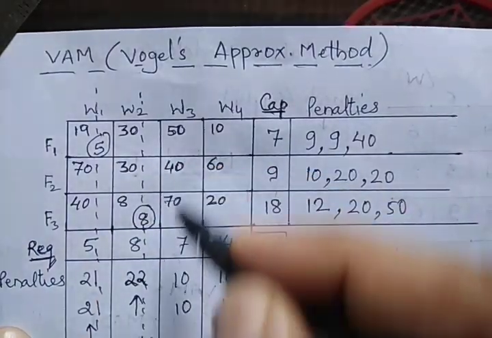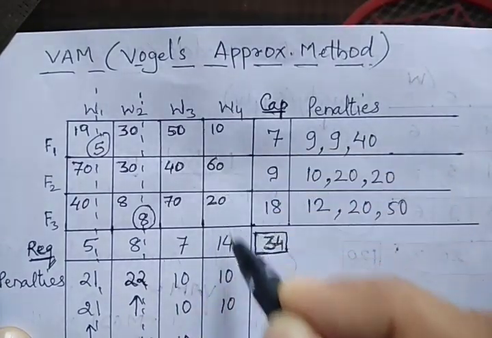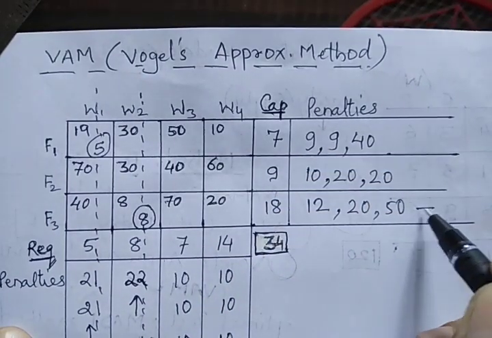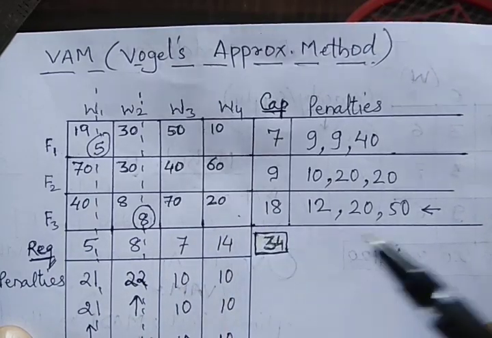Here the penalty is 50. These two row columns have gone. Now penalty is here 40, 50, it is 10. Here the penalty is 10. Highest penalty is 50 in this row. Smallest cost is 20. So here you do the maximum allocation.